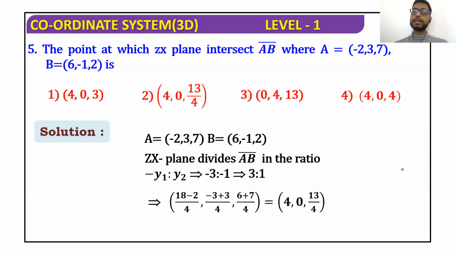I don't have to find the ratio. I have to find the exact point. But if I have my ratio and I have the endpoints, so I can easily get the point which is dividing by using my internal division formula. So using my internal division formula, I get the coordinates as 4, 0 and 13 by 4. So that's my answer. Have a look at this.